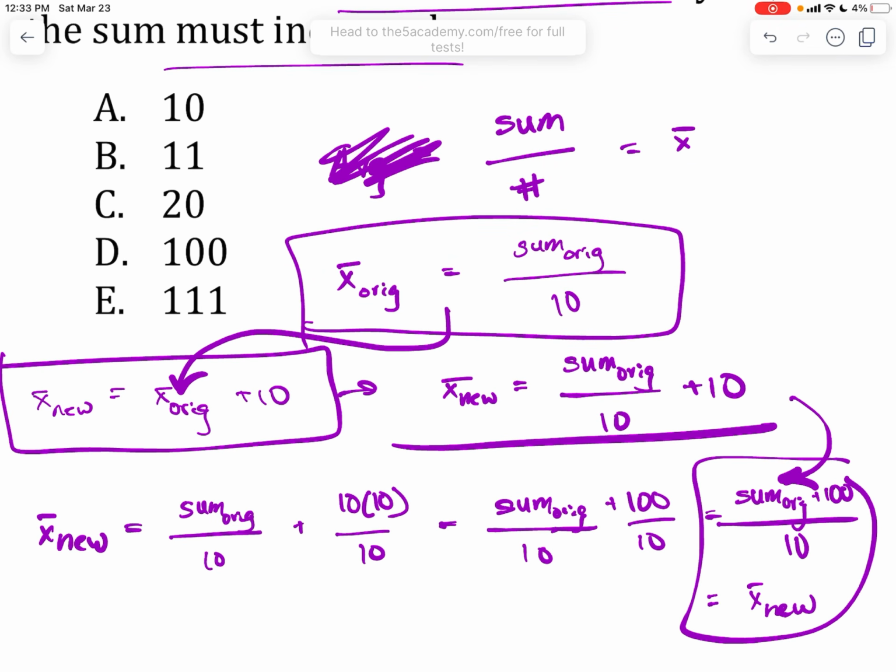And this really tells you the answer. I have to take my original sum, add 100 to it, and divide by 10, and I get my new average. Your answer is 100.